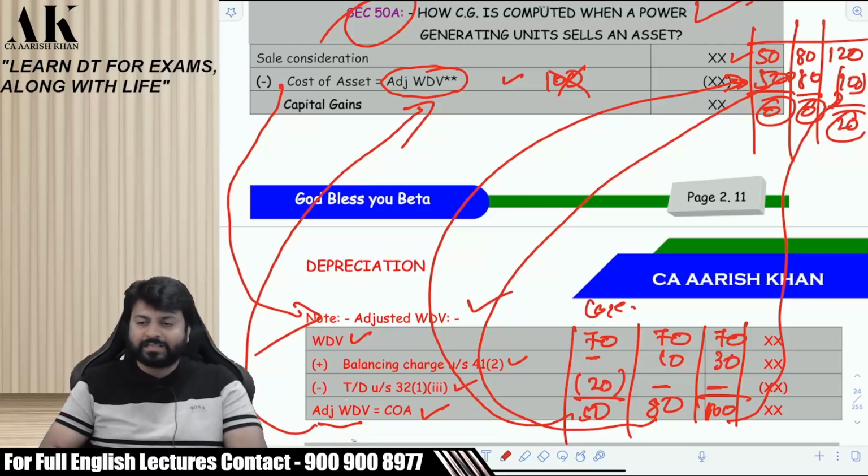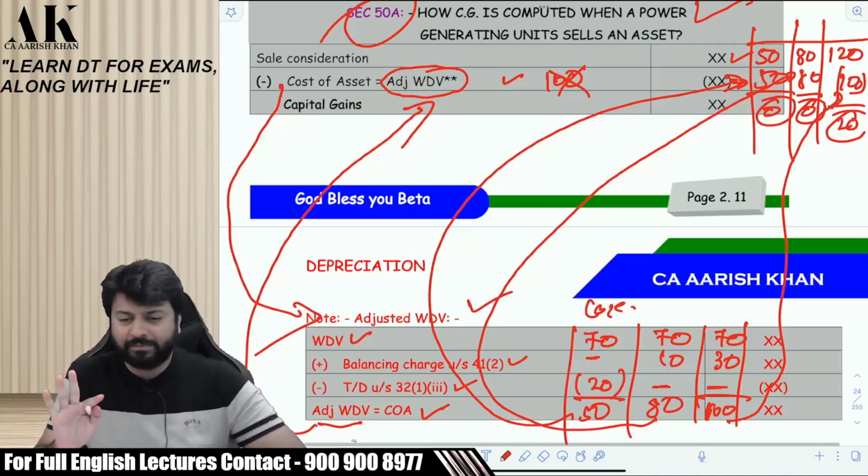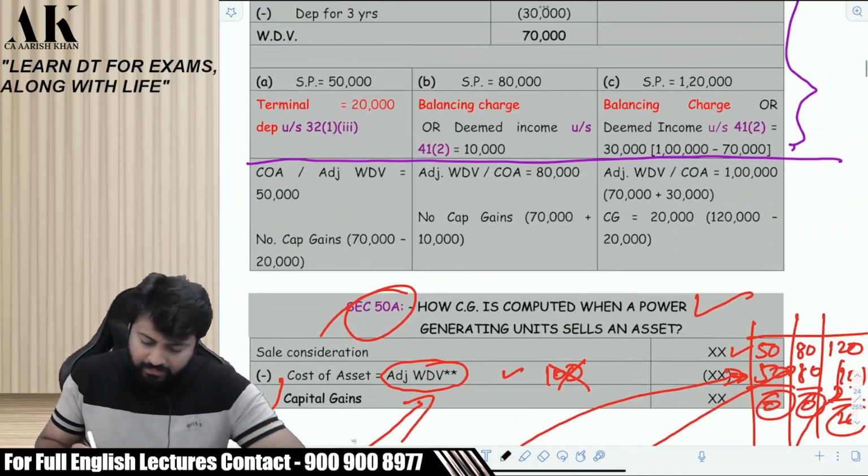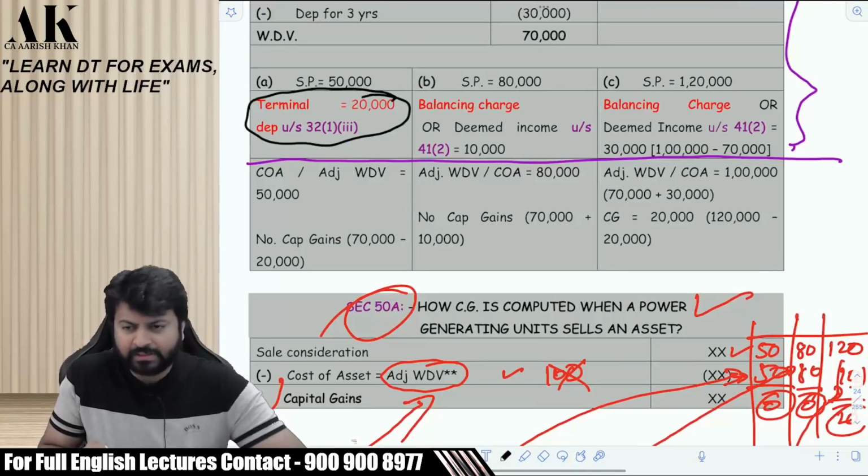Are you able to understand this magic? It's very simple. Now, I'm telling you the mathematical game. Here you are taking terminal depreciation. Is it a benefit for you?